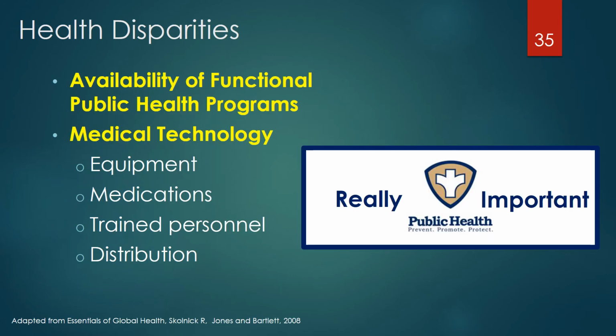Two major factors that drive health disparities associated with life expectancy are the availability and functionality of public health programs and the availability of medical technology in the form of equipment, medications, trained personnel, and their distribution. Even though both factors are important, the availability of functional public health programs is an extremely important factor.